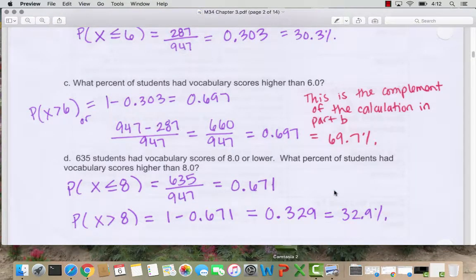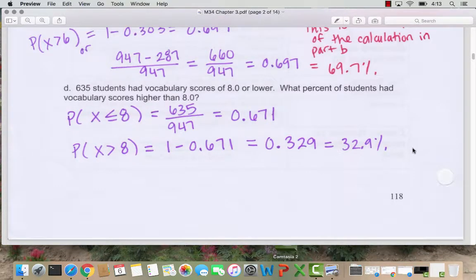So then if we want to think about, well, what percent had scores higher than 6, we can use the complement. So we can say, what's the probability that the score was greater than 6? So we could say 1 minus 0.303 and get 0.697, or we could say 947, subtract the 287 students, that's 660 divided by 947 total, and we get that same result. So this is the complement when we're finding the distance from the whole. And so that is 69.7% as a percent.